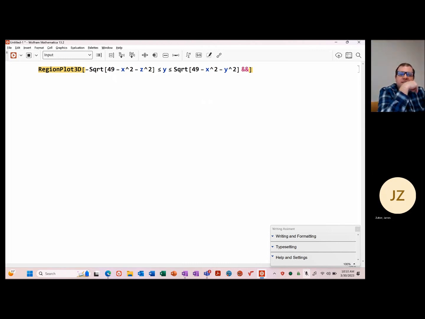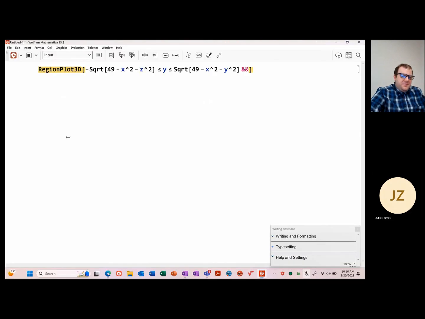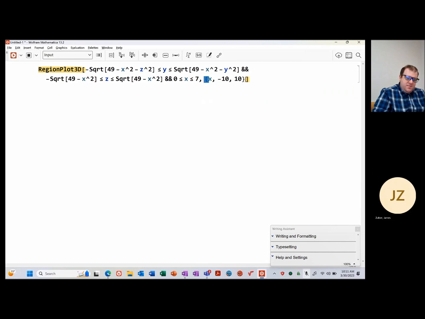And next up was z. It's going to be between these two. Square root squared. And x was between 0 and 7. Even though I don't need x to go out to minus 10, I'm going to have it go out that far anyway.